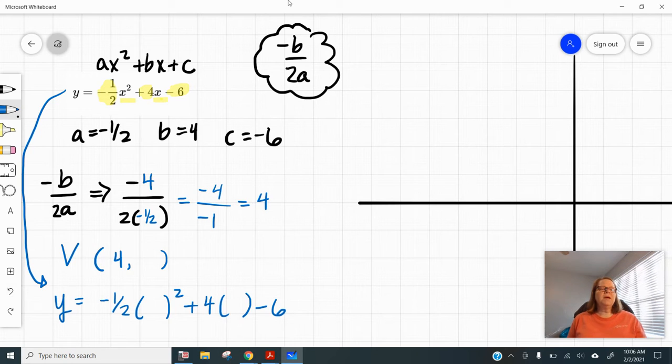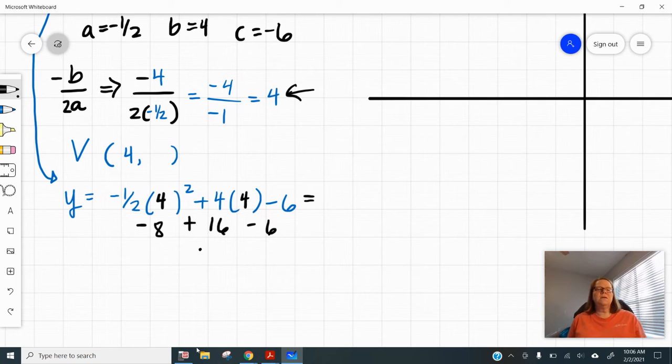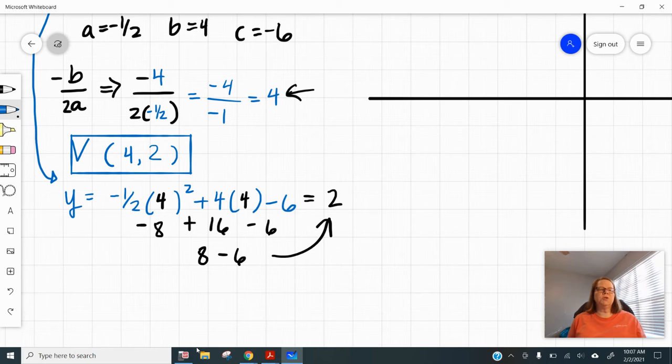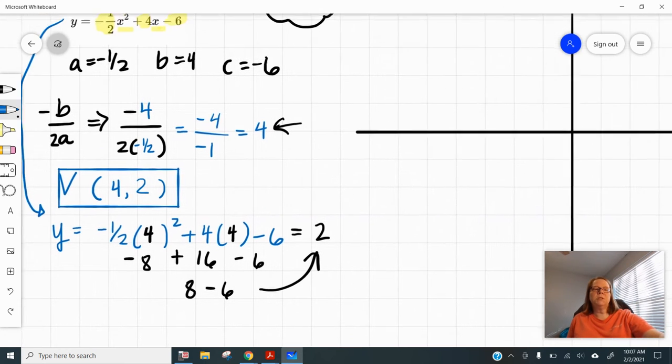Then I'm going to plug in what x equals. X is 4, because that's what we found it to be right here. So 16, half of that's 8, negative 8, plus 16 minus 6. 16 minus 8 is 8, 8 minus 6 is 2. So my vertex is (4, 2). That's going to be very useful to me as I'm working through this problem. And that's just how you plug that in.